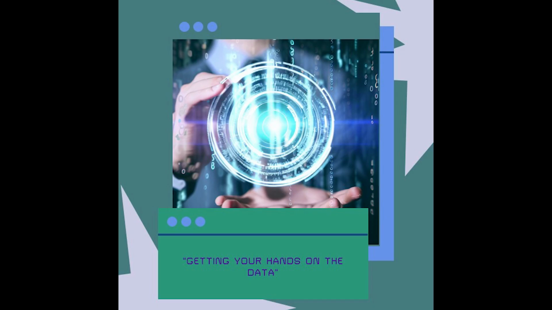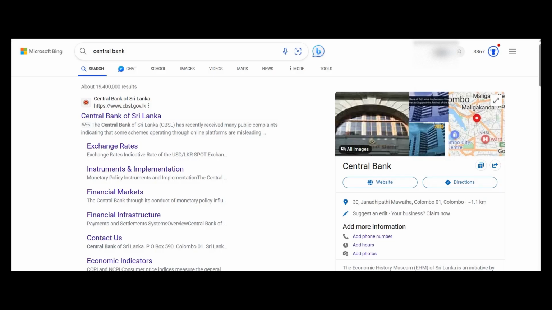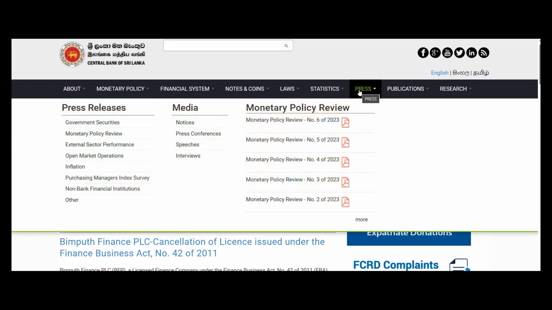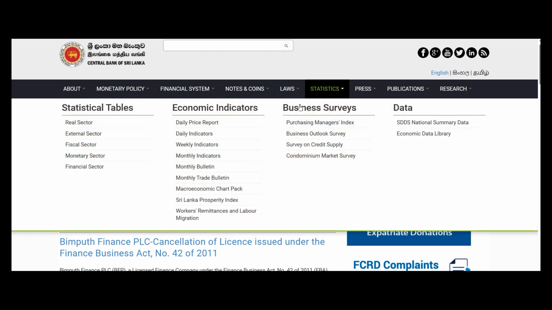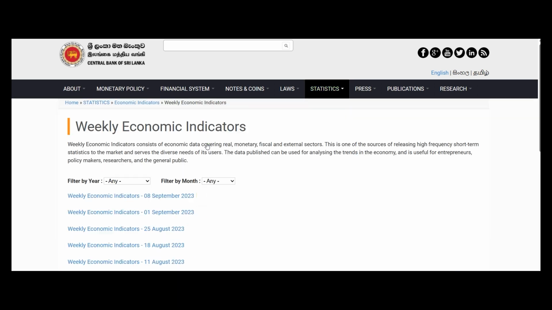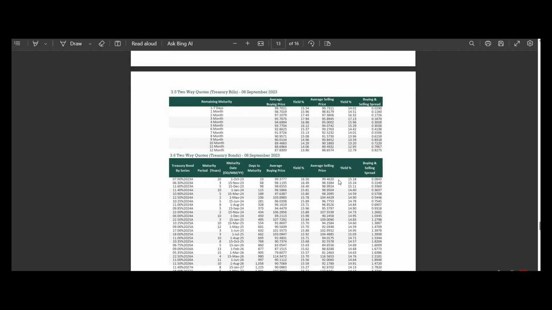Getting your hands on the data. Now, if you're a data nerd like me and wondering, where can I find these magical numbers, look no further than our central bank's weekly report. They have all the juicy details on the bond yields. It's public info, and trust me, once you start tracking it, you'll feel like you've got a crystal ball into the financial future.